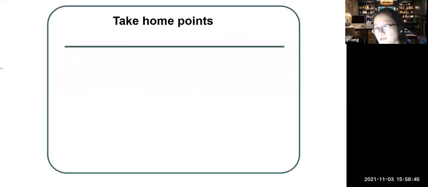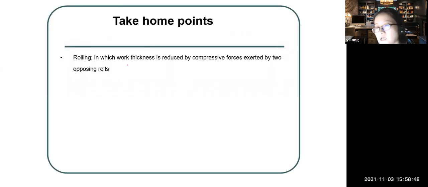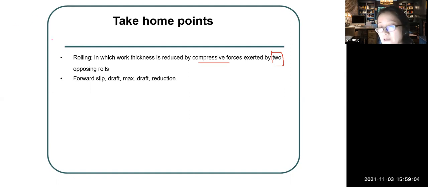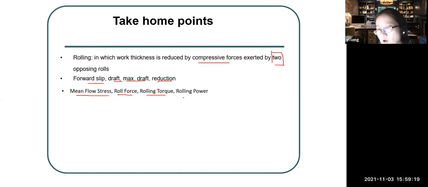So we said rolling, take one point. Rolling is where a workpiece is reduced by compressive force, and this force is coming from 2 opposing rolls. I said 2 opposing rolls. It's not only one. One cannot move forward, right? You need 2. Also there are some definitions such as forward slip, draft, maximum draft, and reduction. And we also calculate the mean flow stress, roll force, torque, and power. So all these things we can calculate.